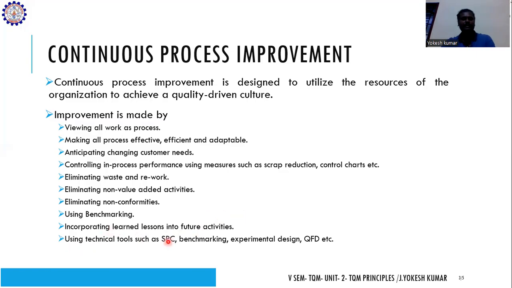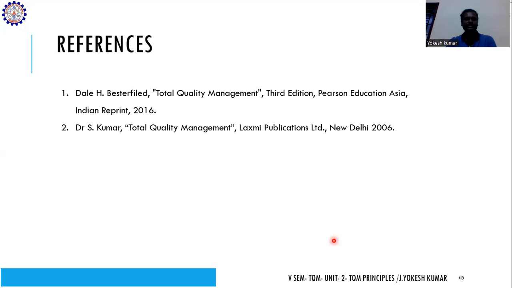Finally, use technical tools such as statistical process control, benchmarking, experimental design, QFD. It stands for Quality Function Deployment. These statistical techniques can be useful to improve the process for the stated industries. So these are all the references used for continuous process improvement.